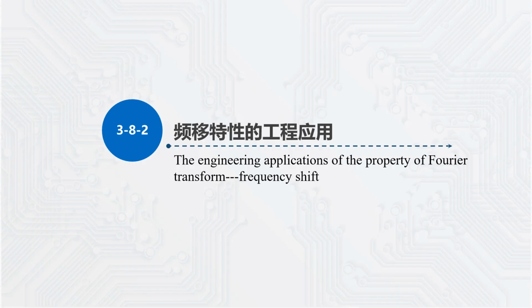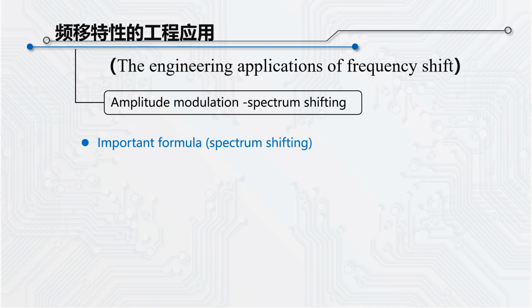Today, we are going to discuss the engineering application of frequency shift. We mainly analyze amplitude modulation in time domain and spectrum shifting in frequency domain. We have learned two important formulas about spectrum shifting.